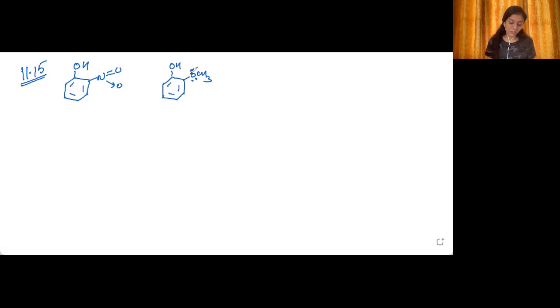Again, similar example, we will be having the similar explanation. One is before the release of proton, other is after the release of proton. Now, we have already discussed that any group that will increase the polarity of the OH group will increase the acidic nature. Now in case of orthonitrophenol, the nitro group has minus I effect and minus R effect also.